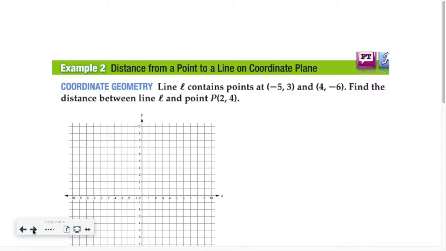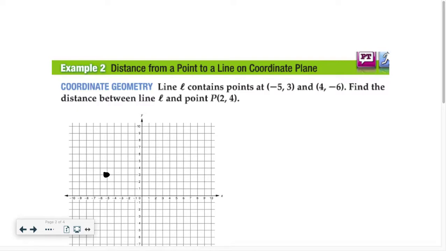Alright, so let's practice here. Coordinate geometry. Line L contains points at -5, 3, and 4, -6. Find the distance between line L and point P. Alright, line L and point P. Let's graph line L first. Okay, L contains points at -5, 3.